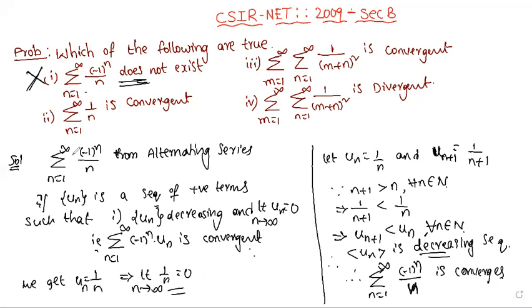Summation n equals 1 to infinity, 1 by n, is convergent. We'll check the second option. Already we know that the P test is also known as the auxiliary test, and also known as the hyperharmonic series.